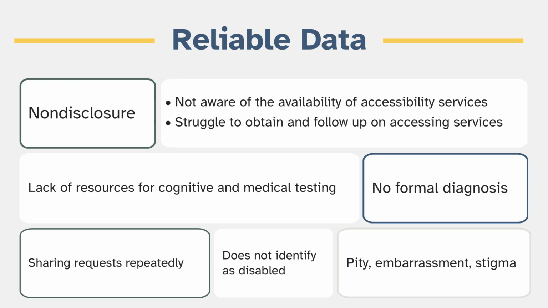Lack of formal diagnosis. Some students self-identify as neurodivergent but do not have an official diagnosis. Reluctance to repeatedly self-advocate. Students may not want to share accommodation needs with every instructor. Identity considerations. Some do not identify as having a disability. Concerns about stigma. Fear of pity, embarrassment, or bias may also discourage disclosure.